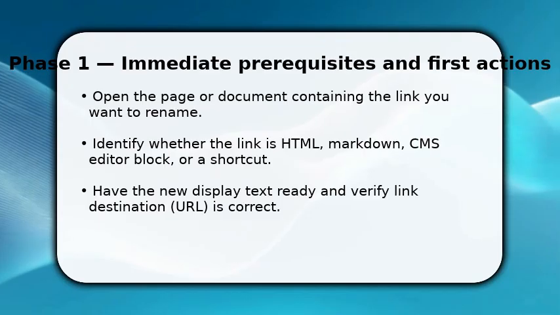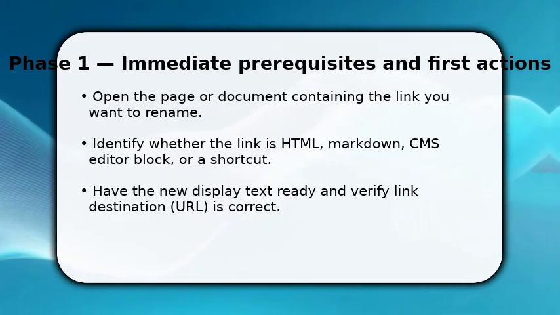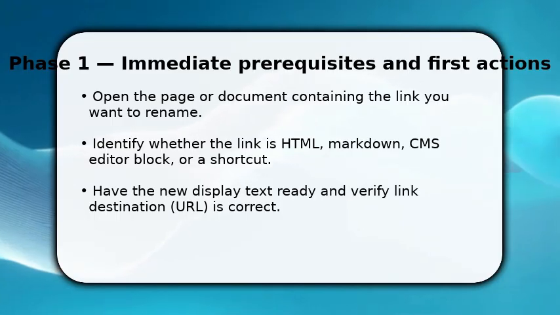You start by finding the specific link to change. You should open the file, web page, or editor where it lives. Once located, confirm the link type: HTML tag, Markdown, CMS visual block, or desktop shortcut, because the steps differ.